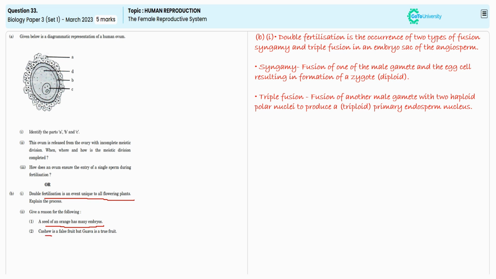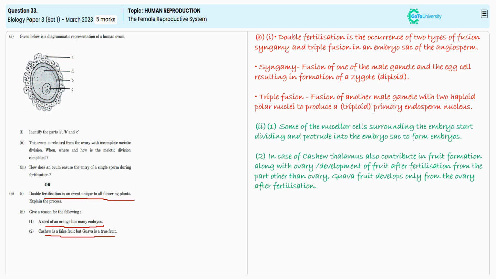In the next sub-question, they are asking us to explain how the cashew nut is called a false fruit and how guava is called a true fruit. Here the cashew nut is called a false fruit. Why? Because the fruit is developed from the thalamus of this particular plant, whereas in guava the fruit is developed only from the ovary. That is the reason why guava is a true fruit, whereas cashew nut is called a false fruit. For this narration, you will be getting another 2 marks. In this way, we are satisfying the 5-mark demand of this particular question.